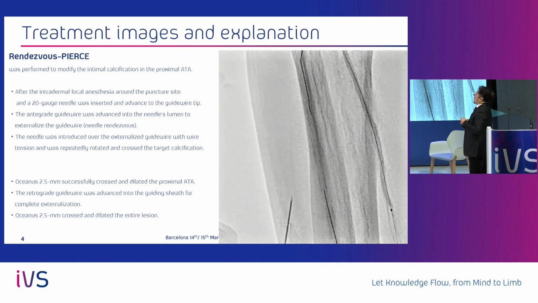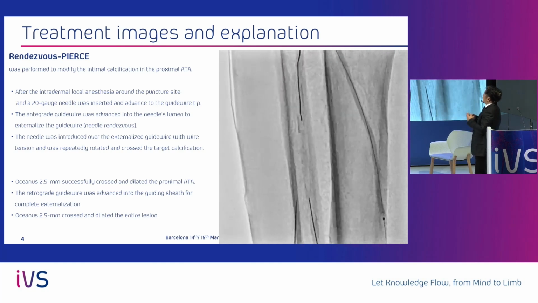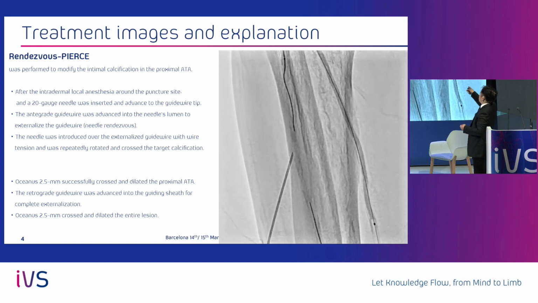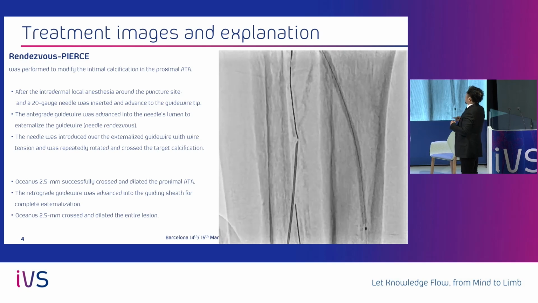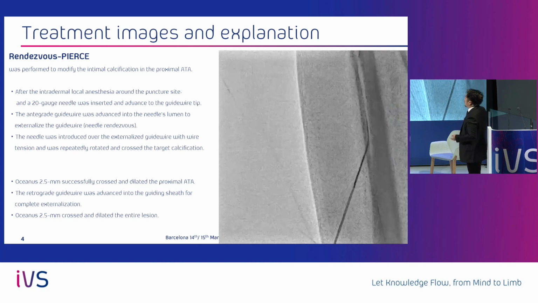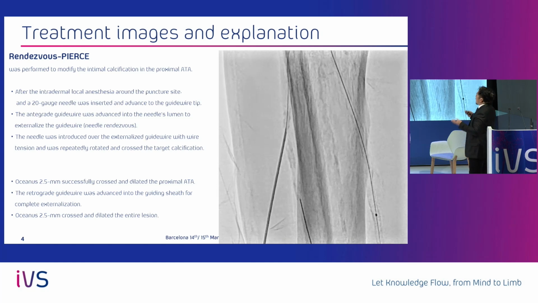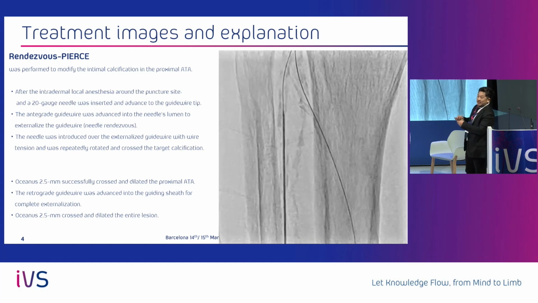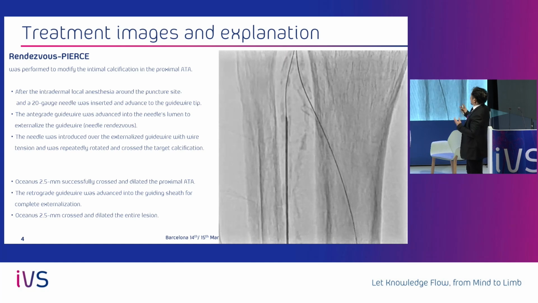Therefore, I decided to perform the rendezvous pierce technique to modify the intimal calcification in the proximal ATA. After local anesthesia, a 20-gauge needle was inserted and advanced to the target, the guide wire tip. Then the antegrade guide wire was advanced into the needle's lumen to externalize the guide wire, named needle rendezvous. We already published it. Then the needle was introduced over the externalized guide wire with wire tension, and I repeatedly rotated it to cross the target calcified region like this. It seems a little bit dangerous, but it's my technique.